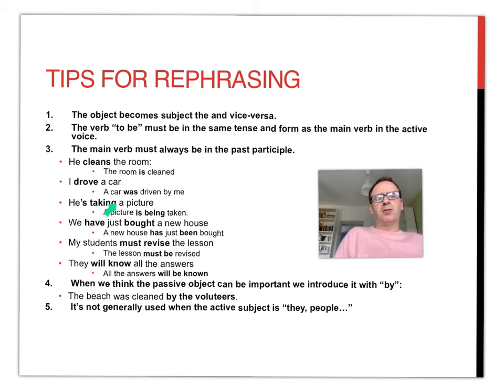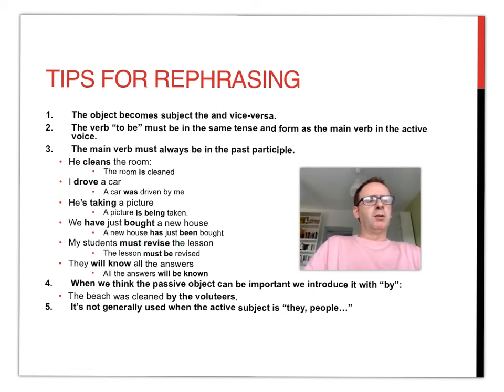He's taking a picture. If we need to transform this in the passive, we need to say a picture is being taken, okay? So notice how we use the verb to be in the continuous tense. A picture is being taken. In number 4, we are using a present perfect. We have just bought a new house. So the verb to be needs to be in the present perfect too. A new house has just been bought, okay?